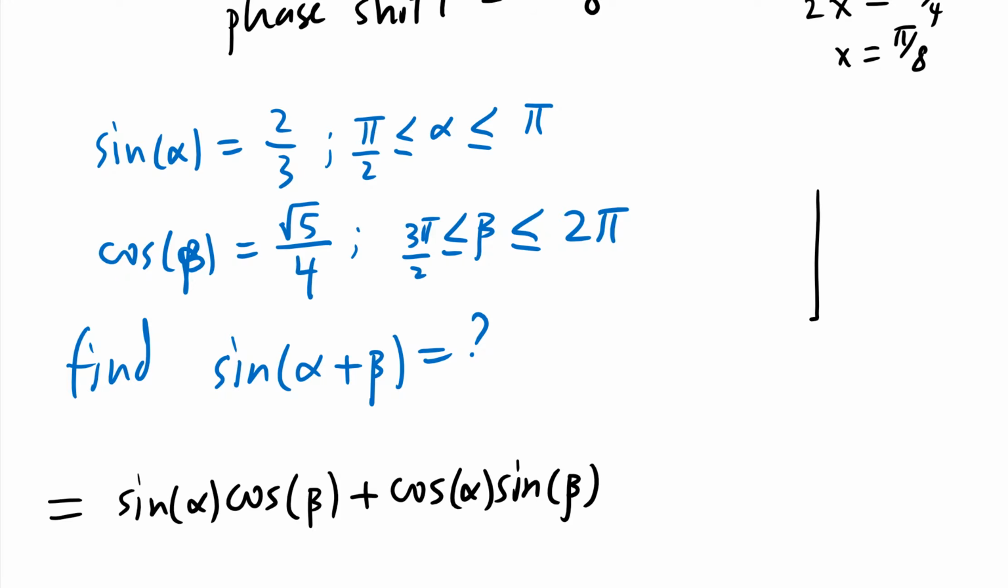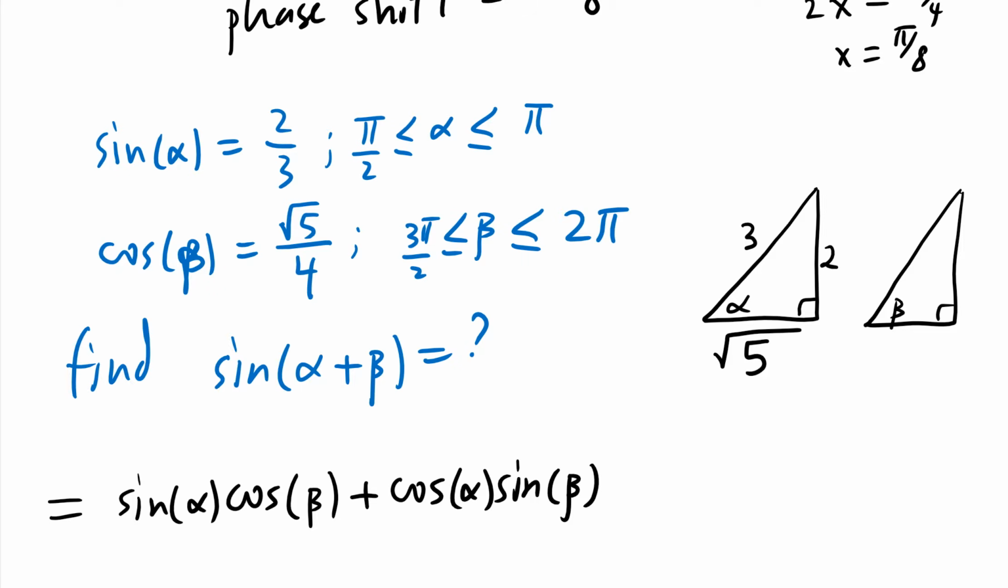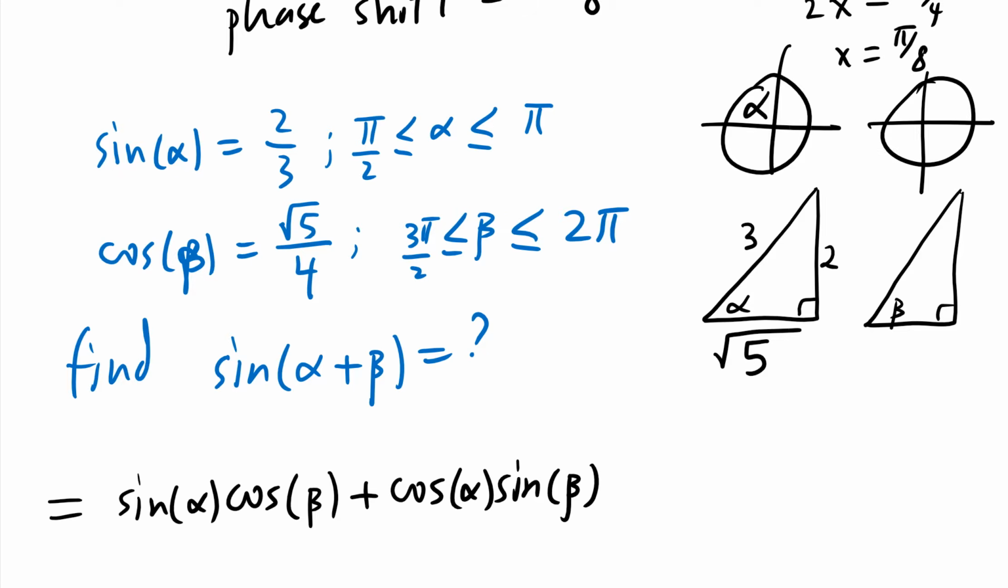So for alpha, we draw a triangle per angle, one right triangle, alpha beta. Sine is the opposite over the hypotenuse. By the Pythagorean theorem, 9 minus 4 is 5. And we are in quadrant 2. Alpha is here. Beta in here. Cosine beta is given. Beta is from 3 pi over 2 to 2 pi. Cosine is adjacent over the hypotenuse. By the Pythagorean theorem, 16 minus 5 is 11.